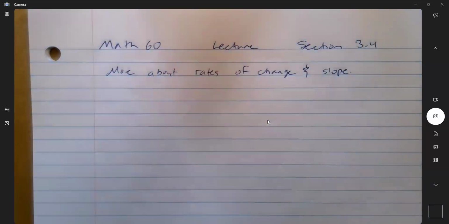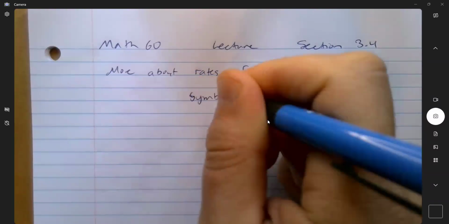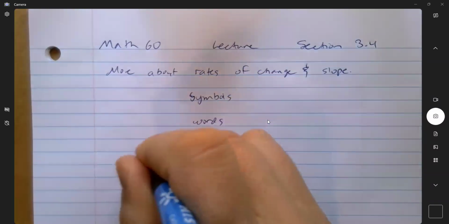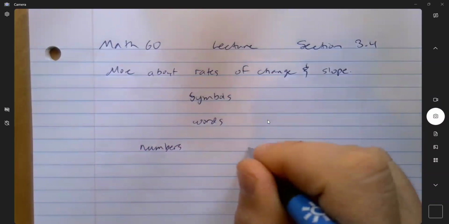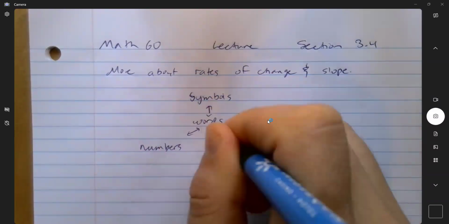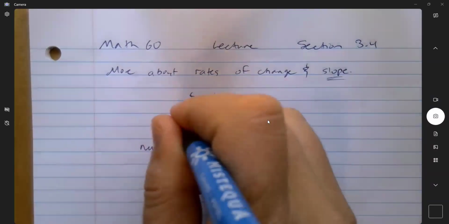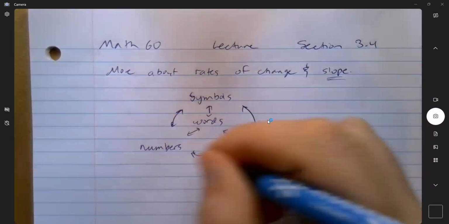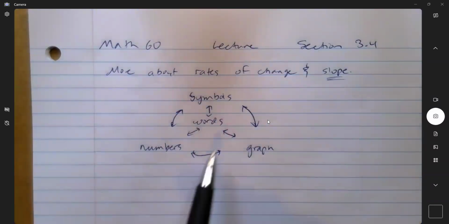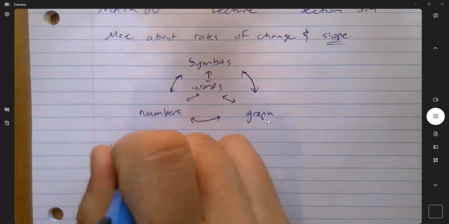So we are going to talk about these rates of change and slope using our 4 ways to represent mathematical ideas. Because it's very important that you are able to find something as foundational to mathematics as the slope or the rate of change with all these different representations. So let's start with symbols.